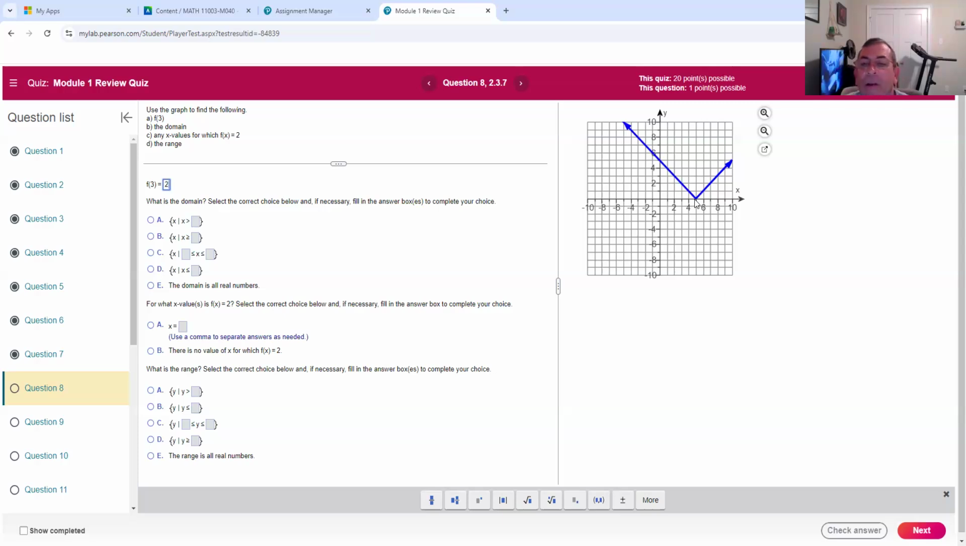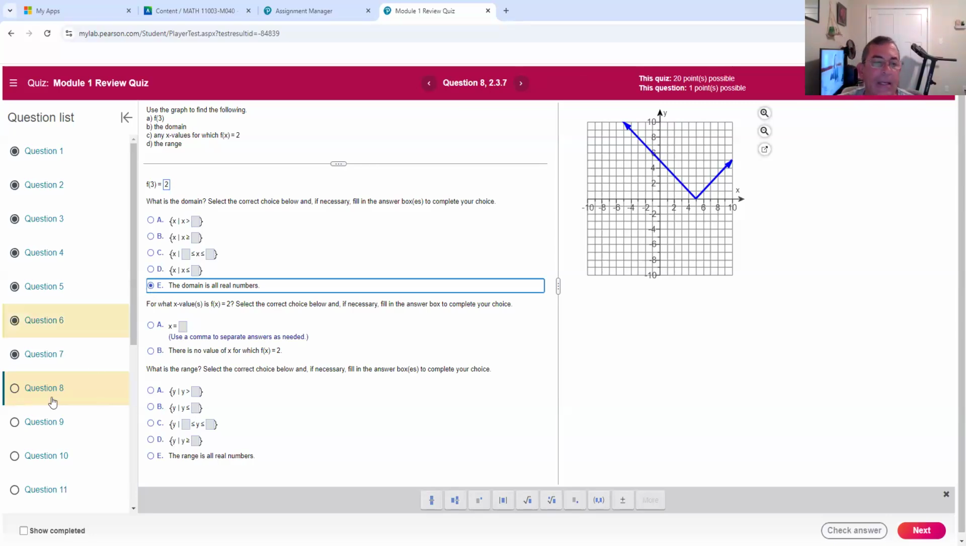Y'all got A, B, C, D, or E. And if we got to put in numbers, let me know. But on the domain, we're looking at all the x values that are covered by this graph. Well, these arrows are pointing to the right towards positive infinity. It's pointing toward the left towards negative infinity. So if this graph is heading out towards negative infinity and positive infinity for those x values, we're going to say that that is all real numbers. So you would choose option E. Okay? Because it's pointing to the right and pointing to the left. Okay?